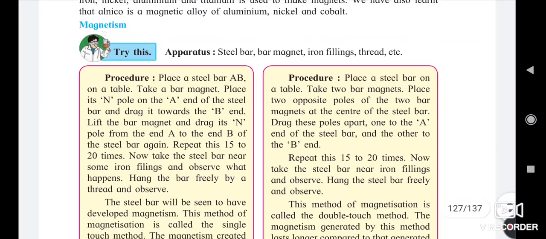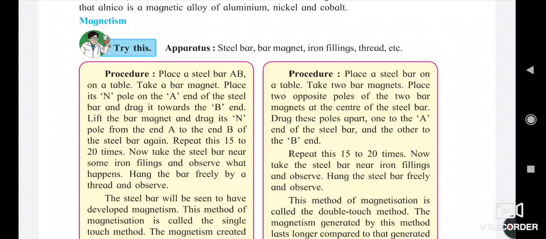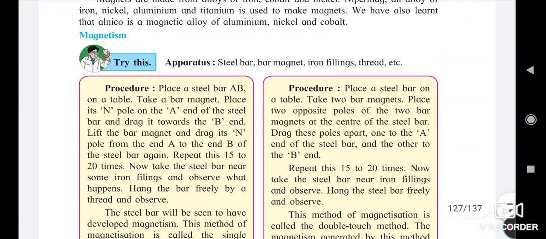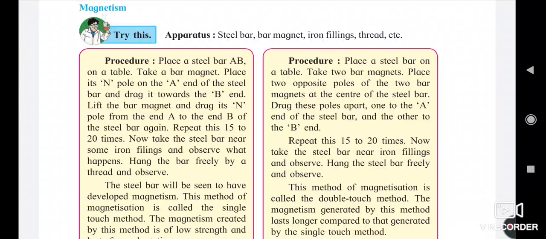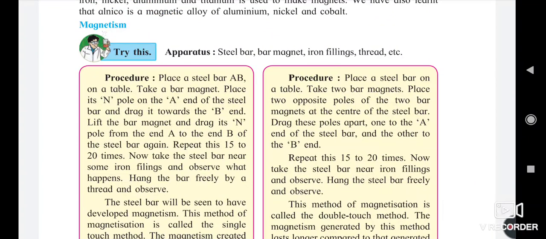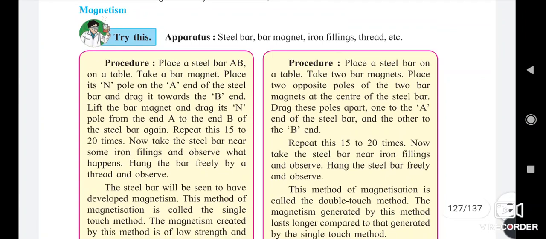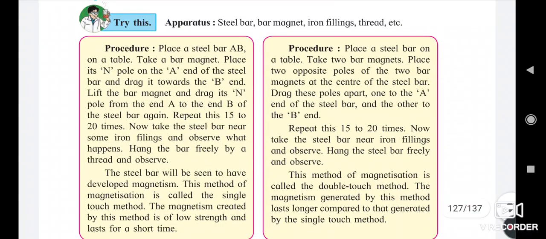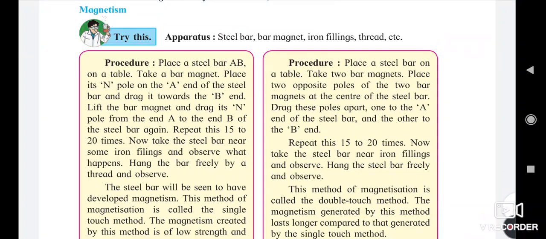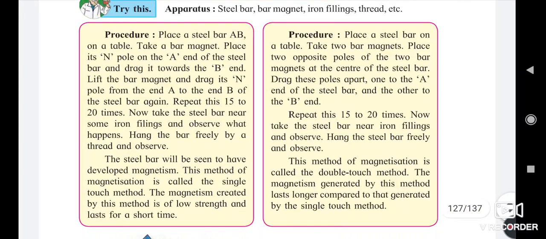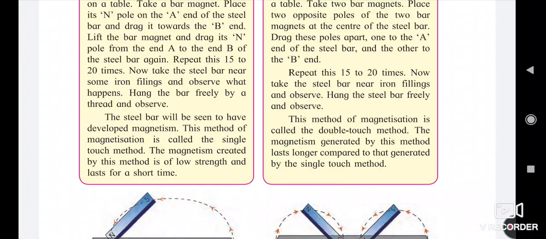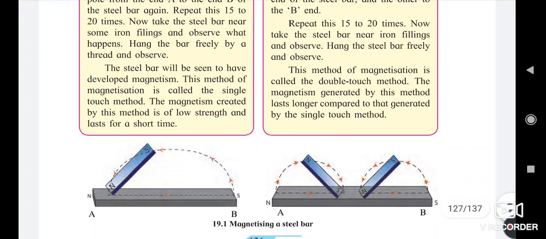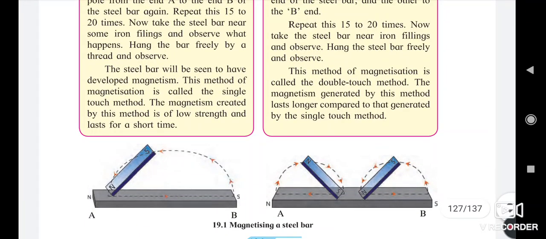The first procedure: we take the apparatus, that is a steel bar, a bar magnet, iron filings, thread, etc. We take a steel bar AB on the table, take a bar magnet, place its north pole on the A end of the steel and drag it towards B, and repeat this process 15 to 20 times. After that we can see that the steel bar also gets magnetized. This method is called the single touch method.